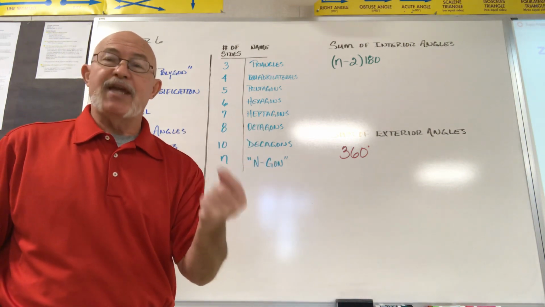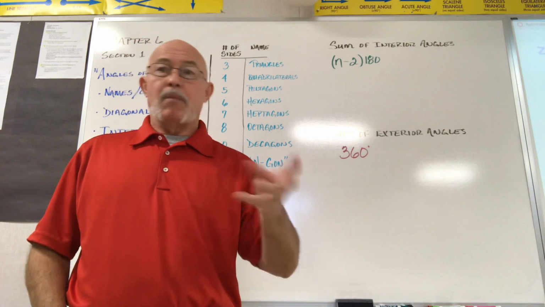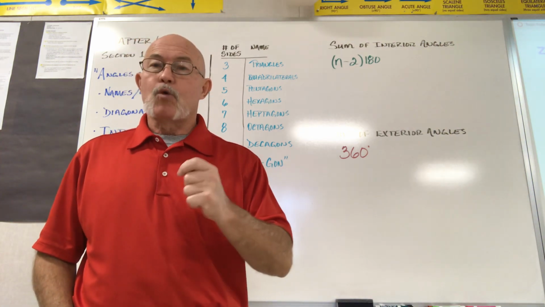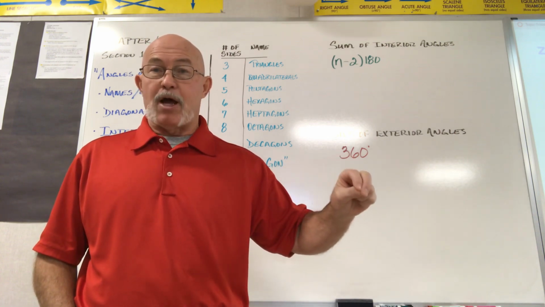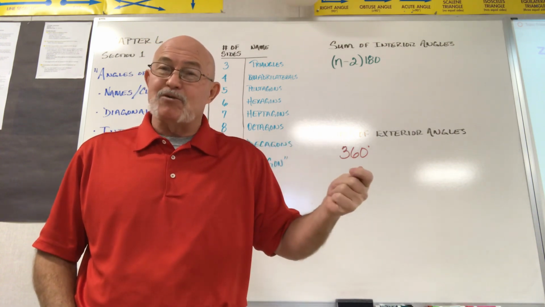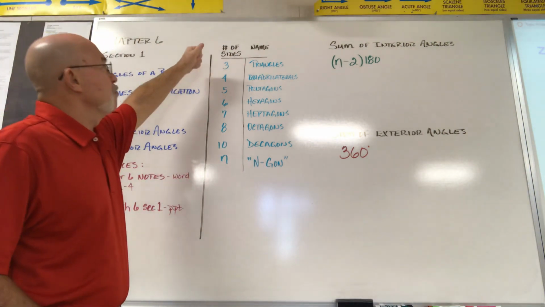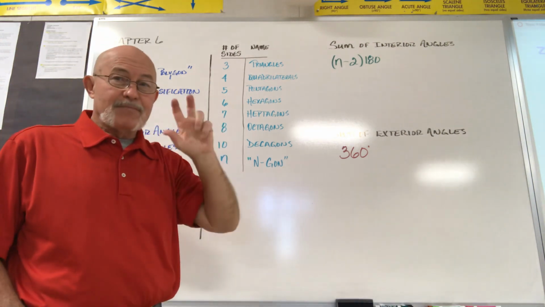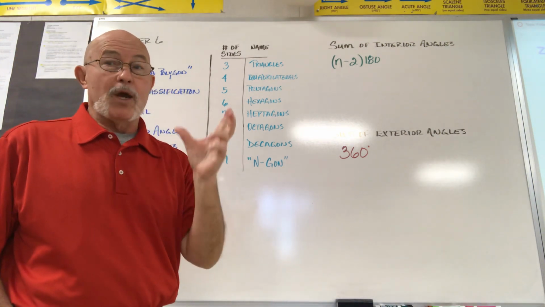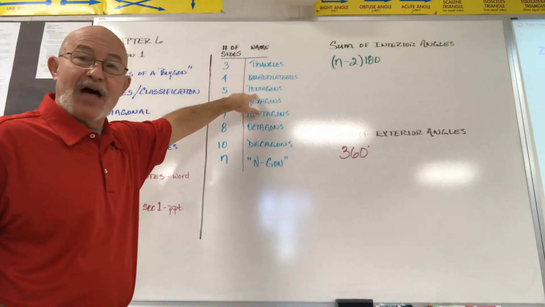You need to know the names, not because a quiz or a test will ask how many sides are in a pentagon. Rather, they are going to be the words in the problem, and you need to know how many sides are in it so you can solve the problem correctly. So 3-sided we know is a triangle. 4 is a quadrilateral. The prefix on the word is going to give it away. Quad, 4; tri, 3. Pentagon, penta's 5.